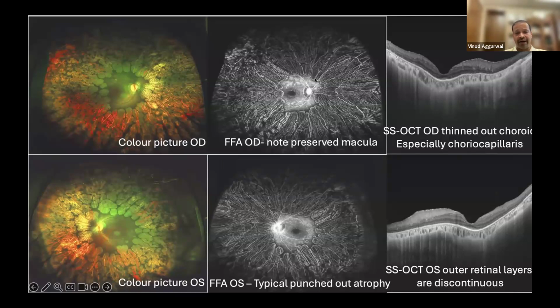FFA is not really required nowadays. As I mentioned, autofluorescence suffices. But when you see these large scalloped areas which encroach towards the center, sparing the fovea, you know that you are dealing with a patient of gyrate atrophy.